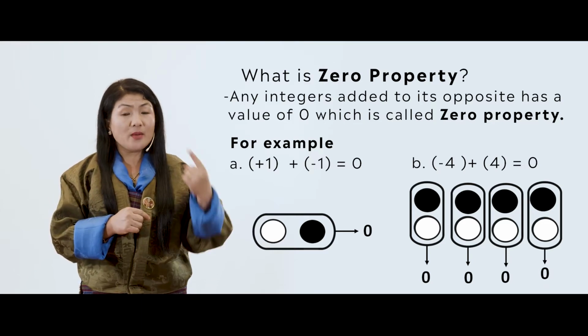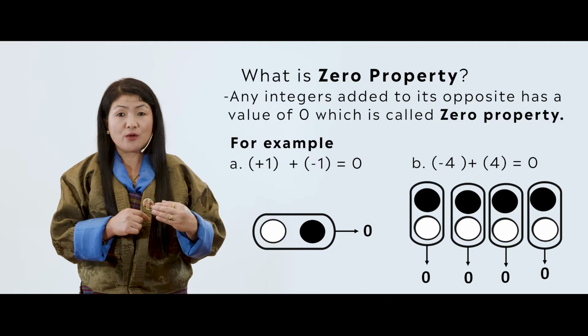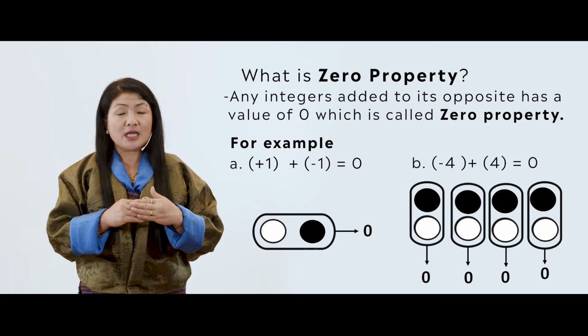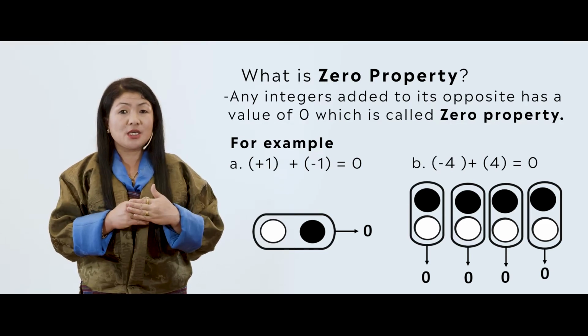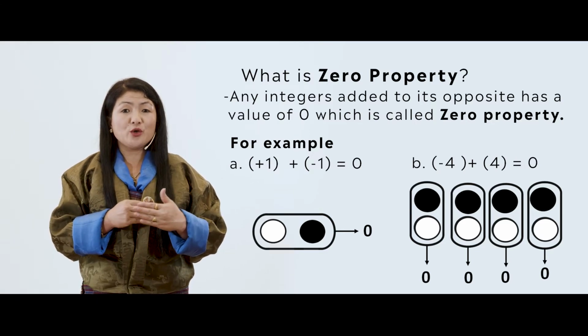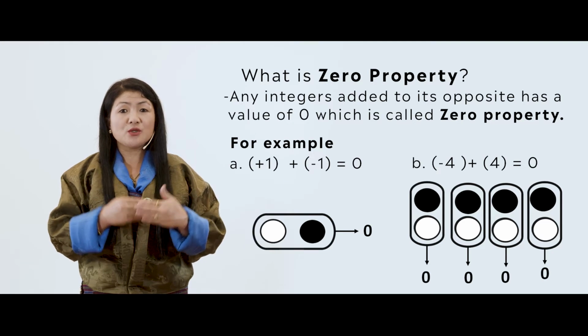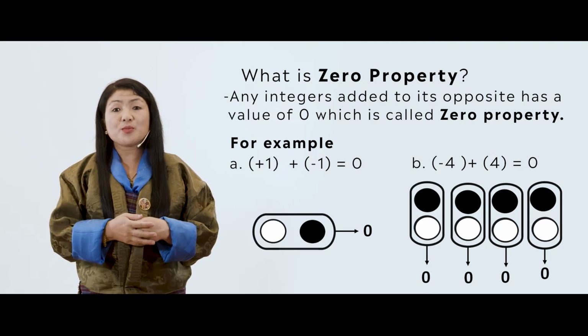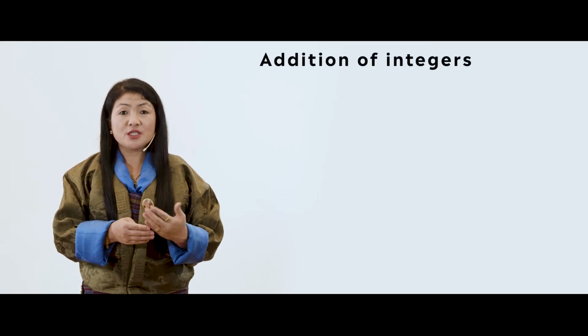Negative 1 plus positive 1 equals 0. So, whenever we add two opposite integers, the value is always 0. We will be using this zero property to calculate integer problems. We will start with addition of integers.